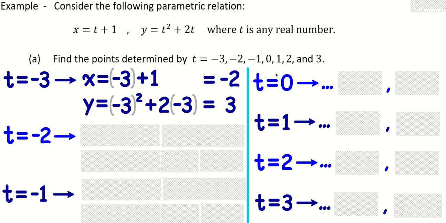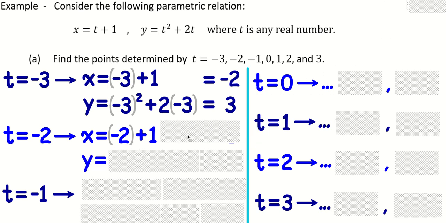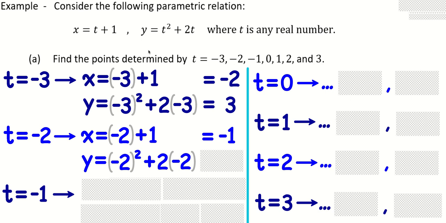All right. So when t equals -2, feel free to beat me to the punch here. When t equals -2, x is -2 plus 1, which is -1. And then that would make y equal to -2 squared plus 2 times -2. So that's +4 plus -4, which is going to be 0.